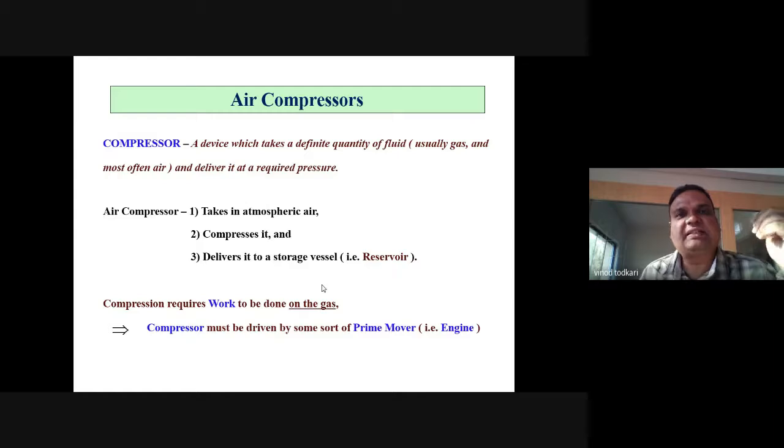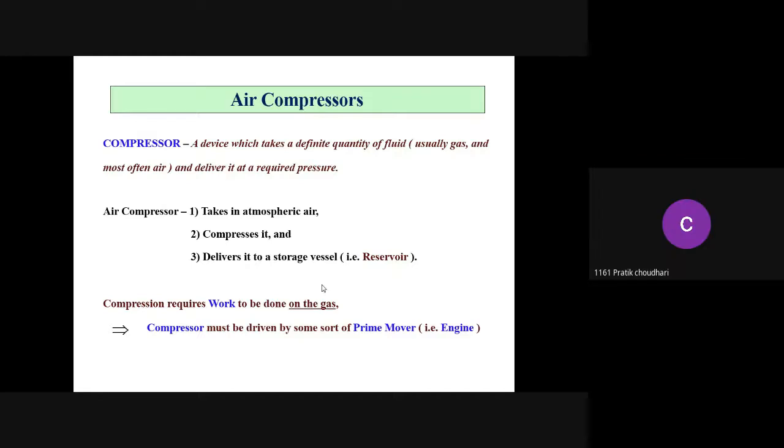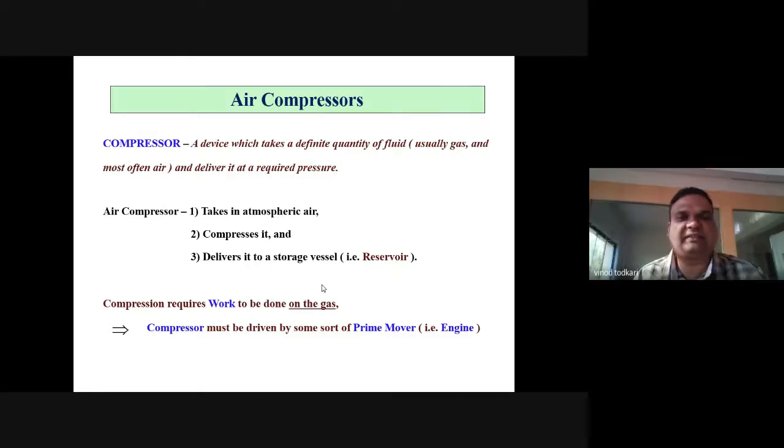Do you know one thing? Gases are compressible, whereas liquids are incompressible, right? So how are gases compressed? How do we increase the pressure intensity of gases? By decreasing the volume. Excellent. Simply by reducing the volume.